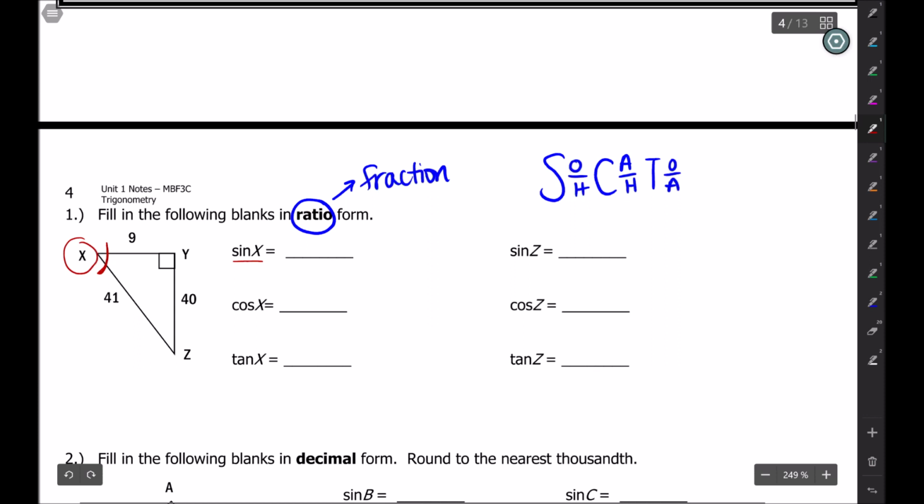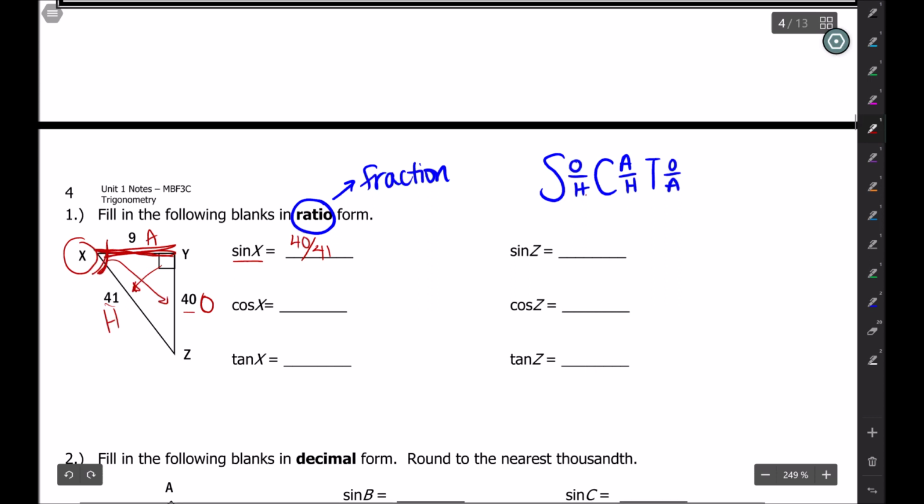The side that's across from the right angle is always going to be the hypotenuse, so I'm going to label this H. The 9 is touching the angle, so it's adjacent to angle X. So this is A. And the 40 is across from angle X, so this is opposite, or O. So sine is opposite over hypotenuse. The opposite is 40, the hypotenuse is 41, so this is going to be 40 over 41.